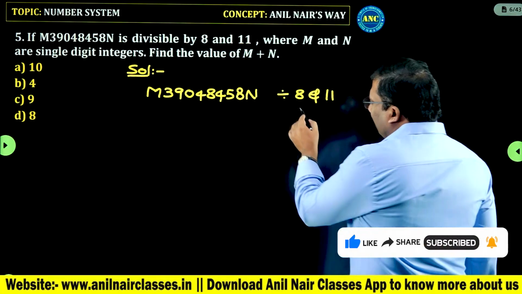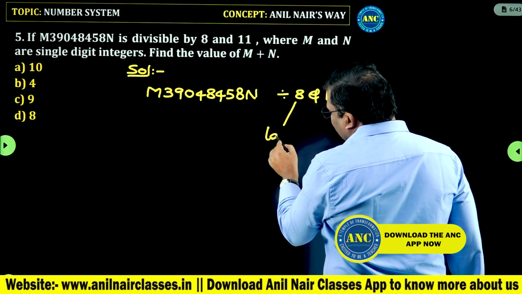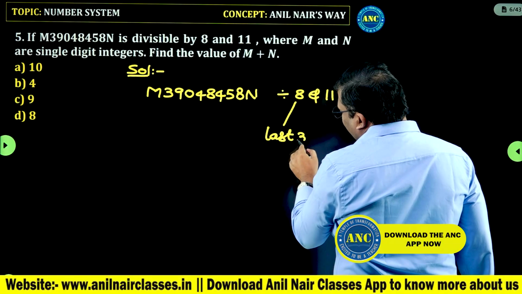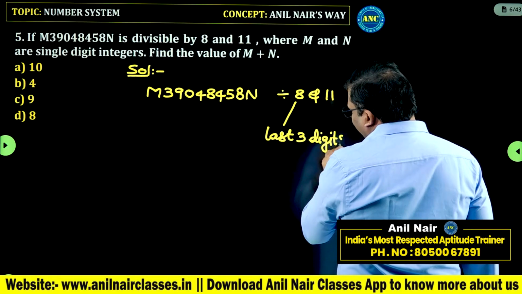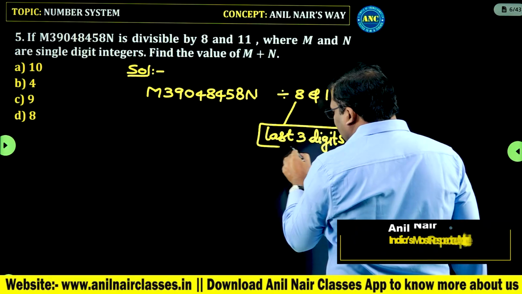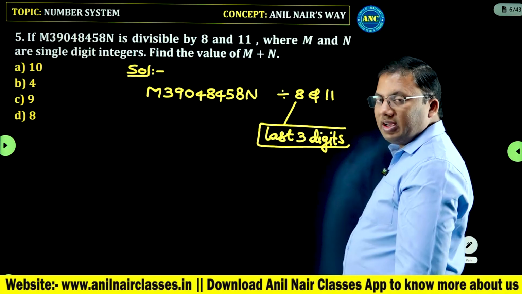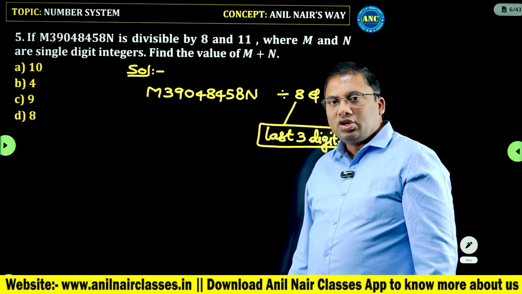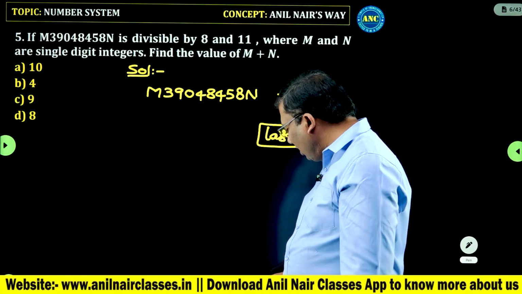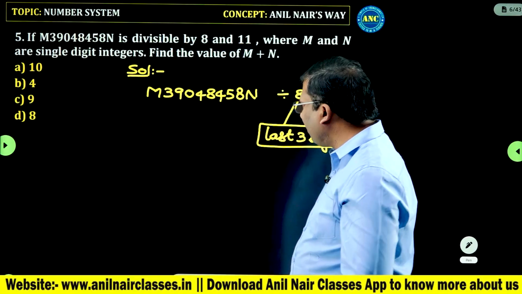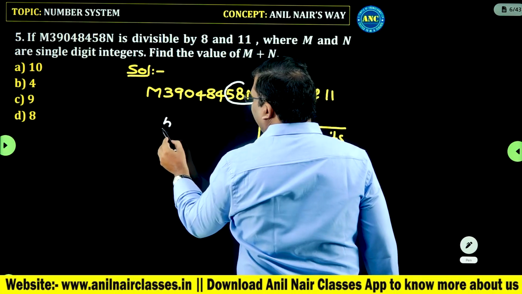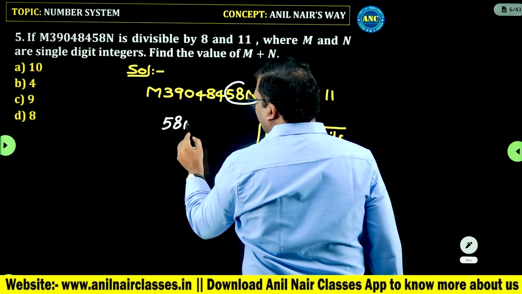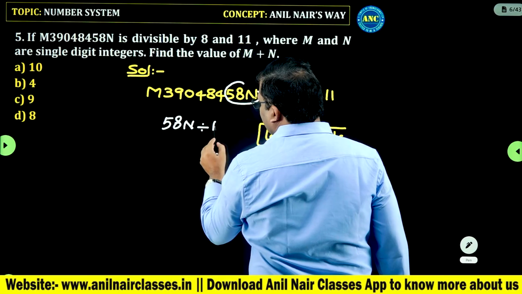What is the divisibility rule of 8? The last 3 digits should be divisible by 8. The last 2 digits are already given: 58N.